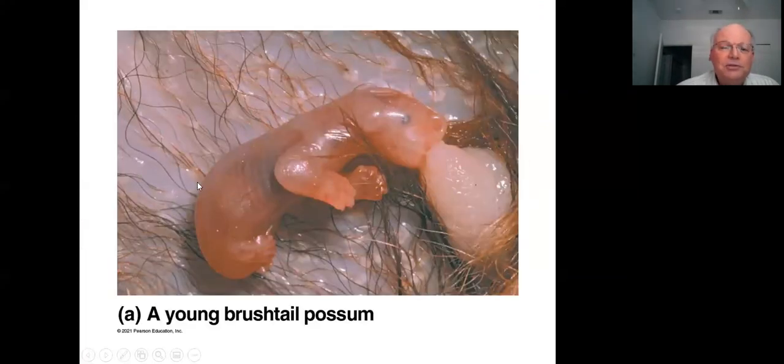So here you can see a young possum. So this is a marsupial possum out of Australia called a brush-tailed possum. There are many possums that live in Australia. And you can see what I was referring to in terms of very poorly developed.